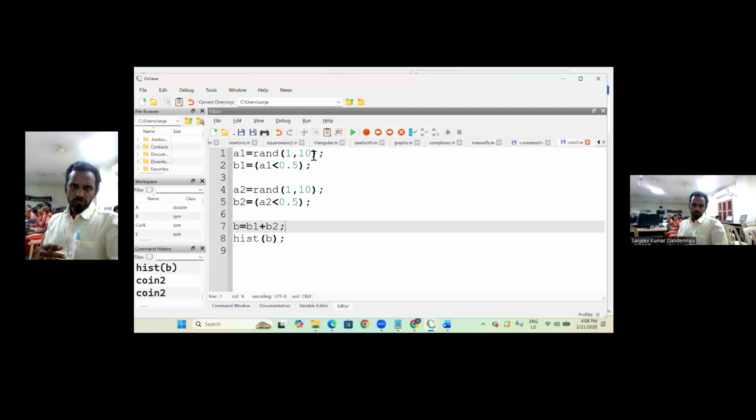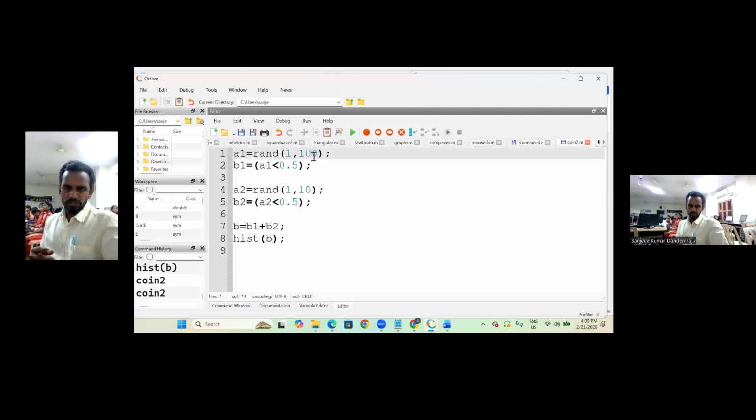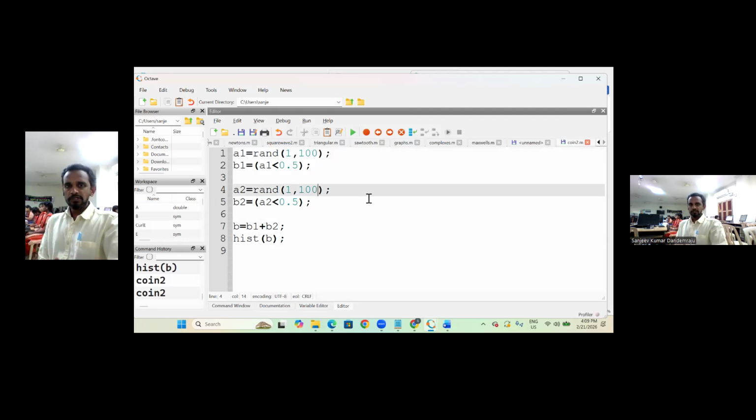For clarification, I'm tossing each coin 100 times, two coins. Our general intuition says we should get 33% equal probability for each outcome: 0 heads 33%, 1 head 33%, and 2 heads 33%. So let us see what we get.